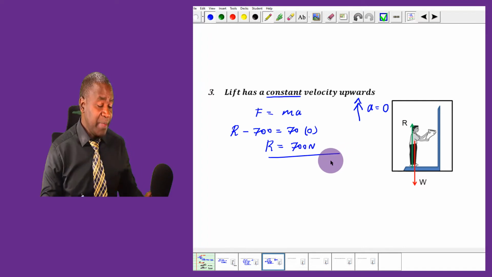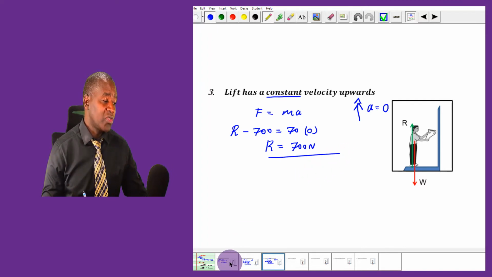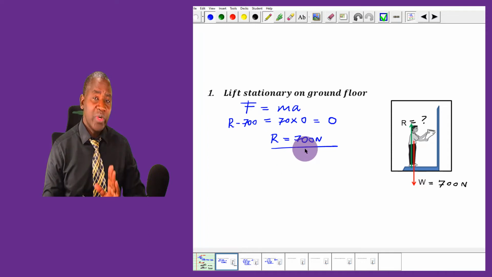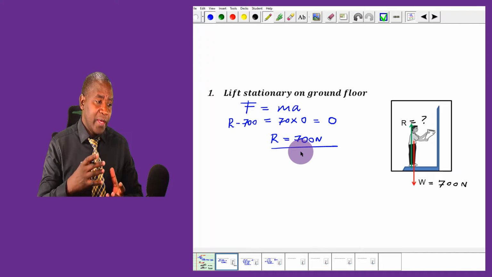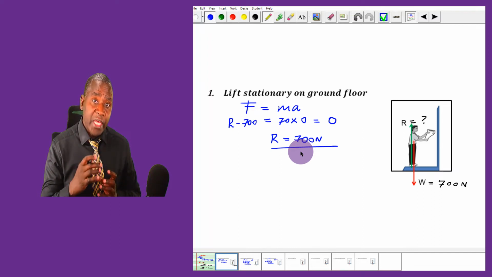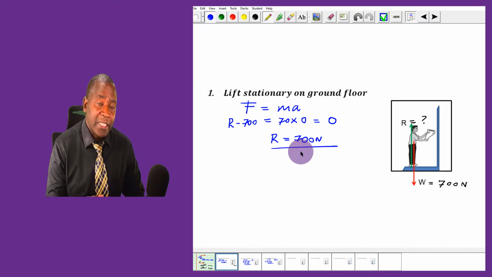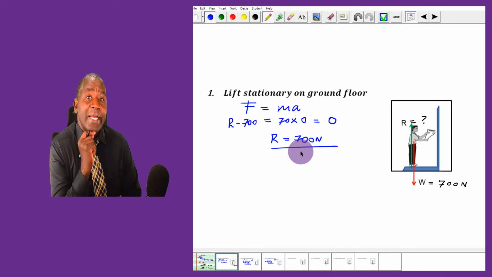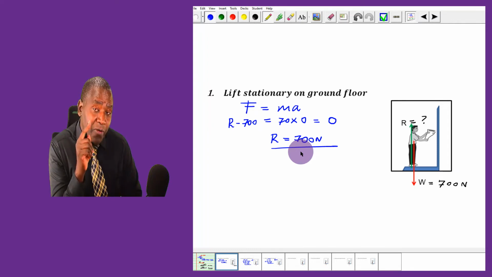It is similar to that situation when the lift was stationary. So there are two situations where the value of R will be equal to the value of W. Number one, when the lift is stationary, or when it is moving upwards with uniform velocity. And we are going to see another situation when it is moving downwards, again with uniform velocity. But let's wait until we get to that point.